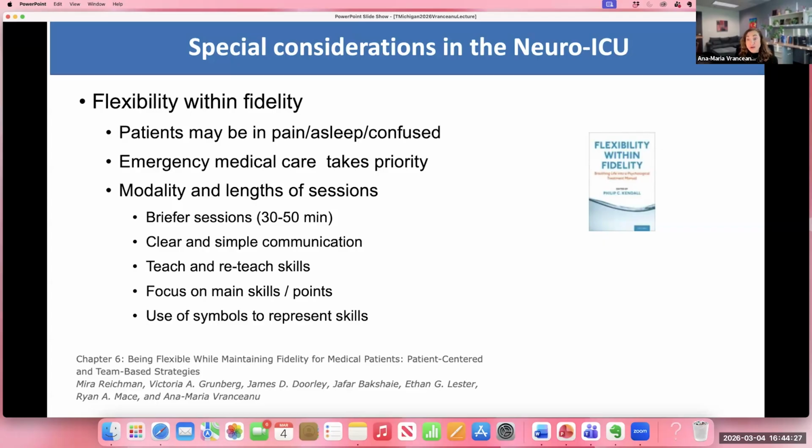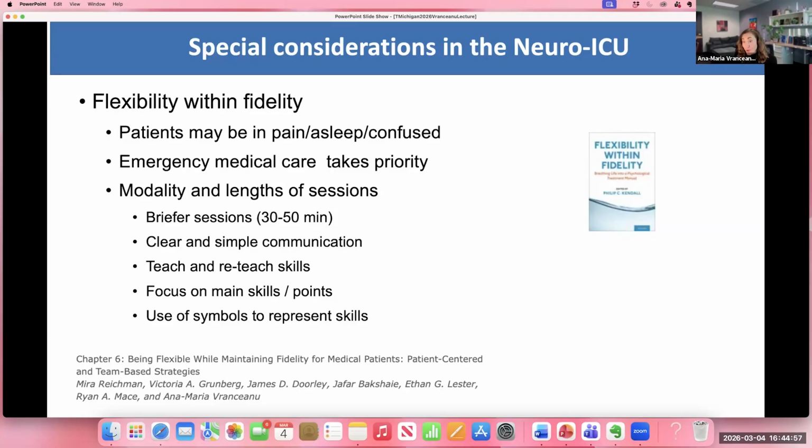In the Neuro ICU, there are additional considerations. So patients may be in pain, they may be asleep, they may be confused. So you can't just say, well, my session is at 11 and that's it. If they're not able to participate, we're done, right? So for this trial, we had a clinician assigned every single day of the week in the Neuro ICU. And so they would have to, a lot of the times, go back and forth and catch the dyad at a time where the patient was able to participate.